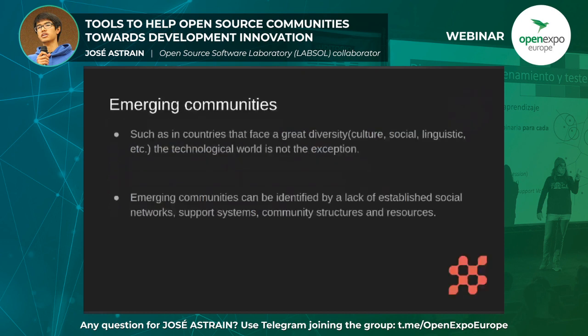So if you Google what an emerging community is, you are going to see different government pages explaining that an emerging community is a community that migrates to a country, and how they form little groups, and how they face diversity of culture, social, and linguistic.